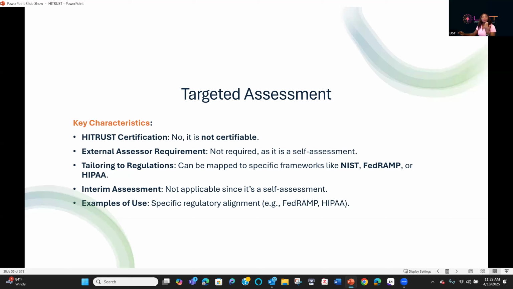Whereas for targeted assessment, targeted is actually just more of a self-assessment. One organization might want to map their controls with one or two authoritative sources, like NIST or ISO or HIPAA, whatever. But this is just more of a self-assessment to understand. That's why we say that it doesn't require any certification. And of course, it doesn't even require HITRUST external auditors, okay?